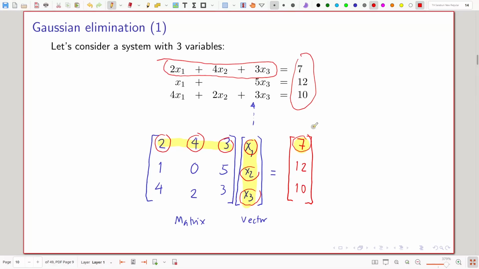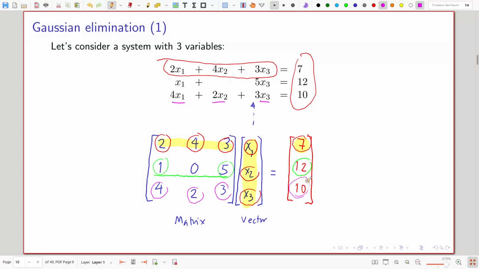Okay, so the other rows can be obtained in the same way. You multiply 1 with x1, 0 with x2, and 5 with x3, and you get 12. And finally 4 with x1, 2 with x2, and 3 with x3, and this equals 10. So this is how we explain the way we write it as a matrix.